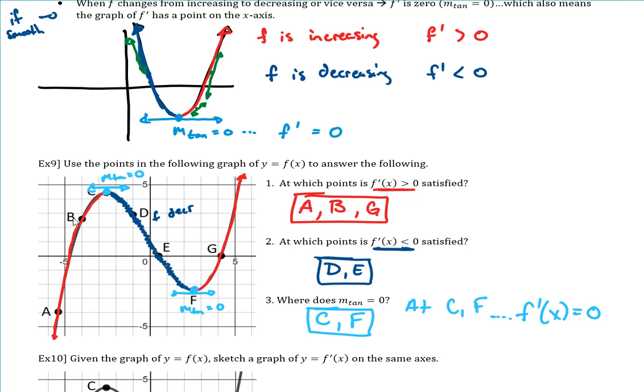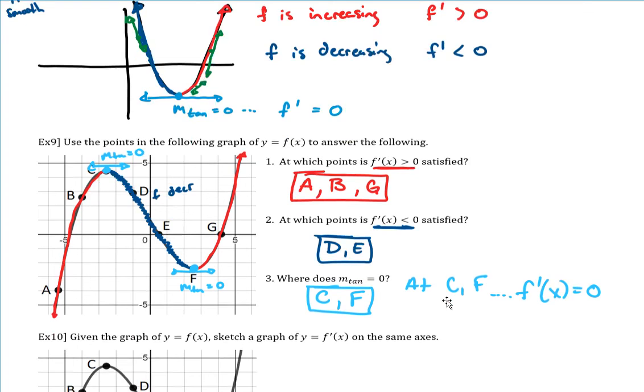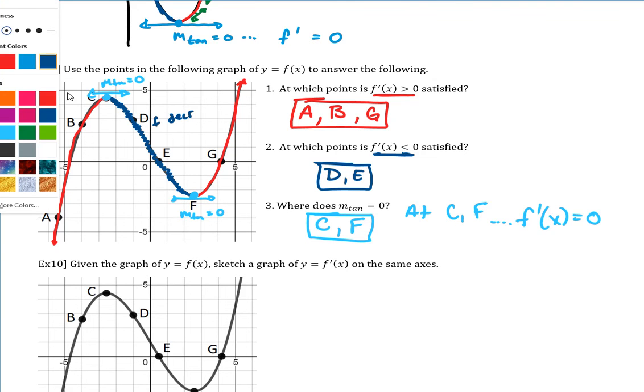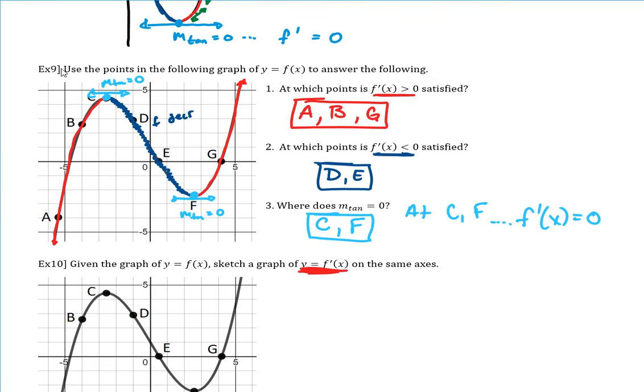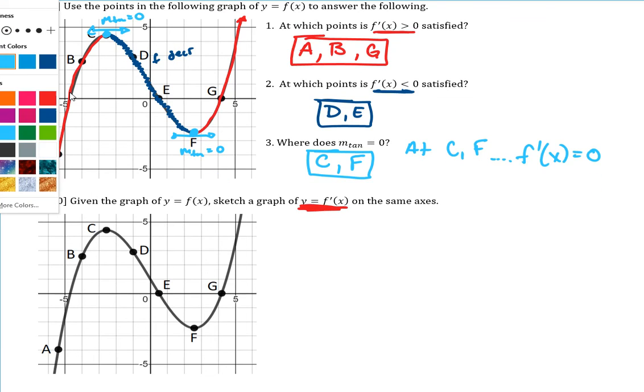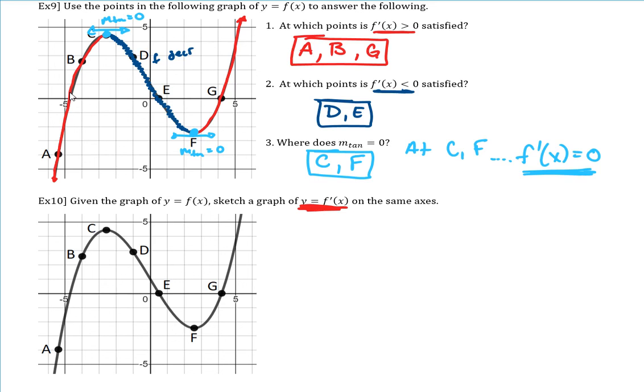Okay, so where the slope is 0 matches the derivative also being 0. So we're going to take this information and use it to help us sketch a graph of our derivative. The best way to start with this is to start where you have your x-intercept. So we're going to start with the m tan equals 0 information.